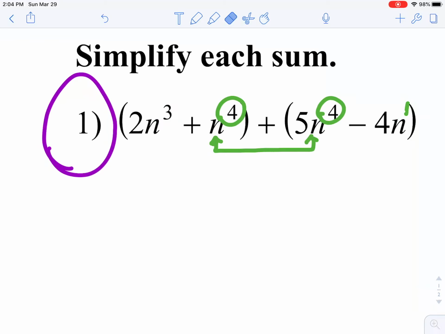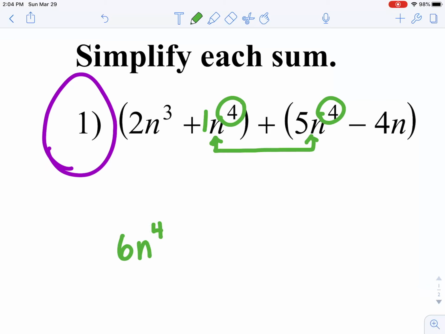So let me erase the other ones. All right, now when I want to combine those together, I want to add the coefficients. Coefficients are going to be the numbers in front of the n's. So I have my first one, which I don't even see a number. So that means there's a 1. And then the second one, there's a 5. So I'm going to add 1n to the 4th plus 5n to the 4th. And 1 plus 5 is 6. So together, that gives me 6n to the 4th.